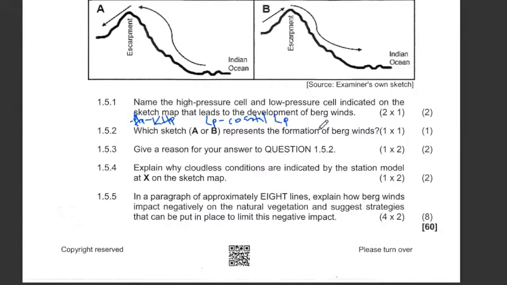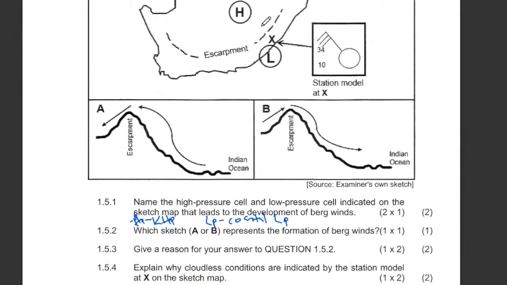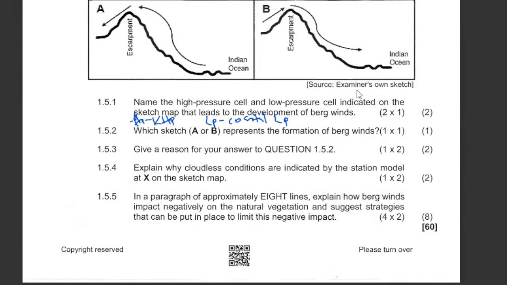Which sketch, A or B, represents the formation of the wind? Of course, berg winds are winds that are descending off the escarpment towards the coastal low pressure due to the influence of the pressure gradient. See high and low, and winds move from high to low. As they move from high to low, they go over the escarpment. The diagram that indicates this properly is B. So here we say B.